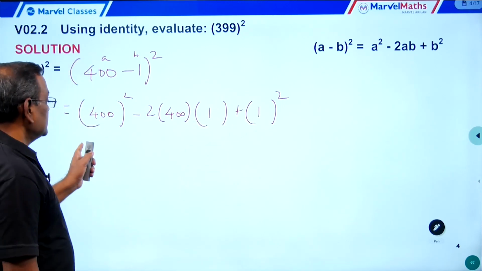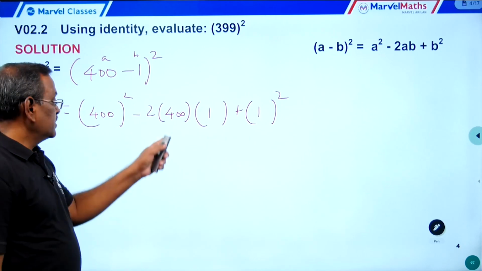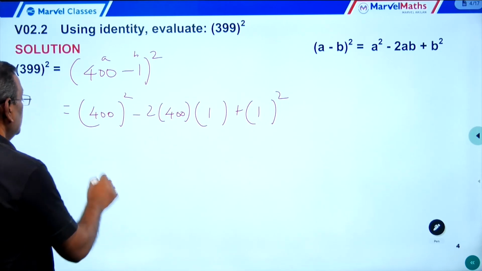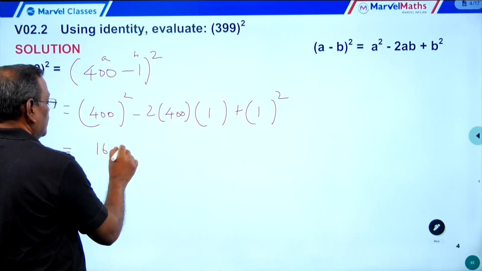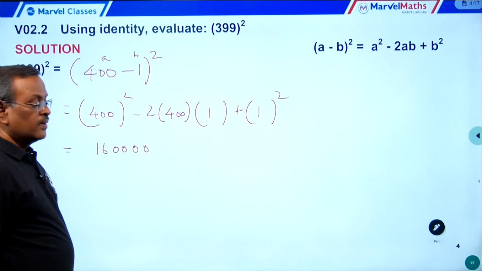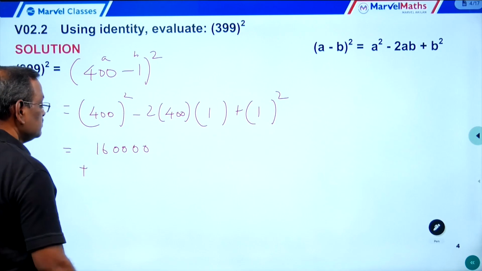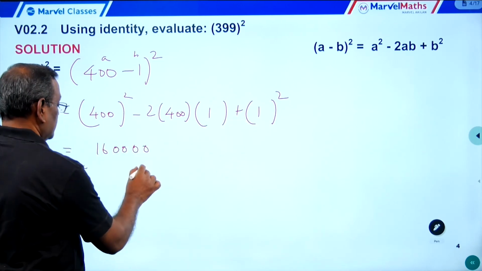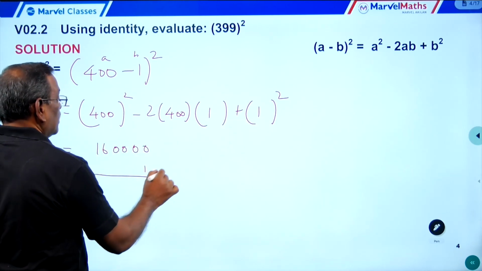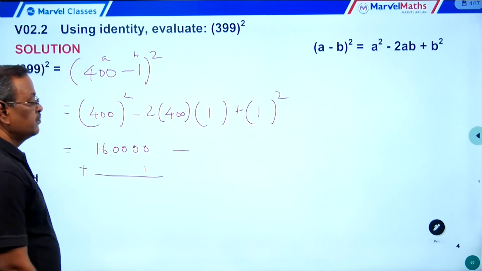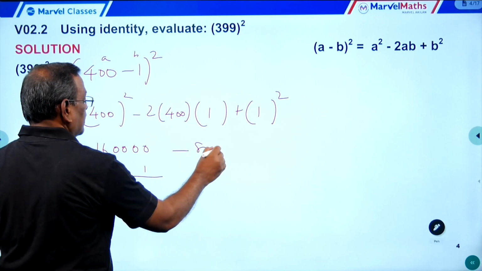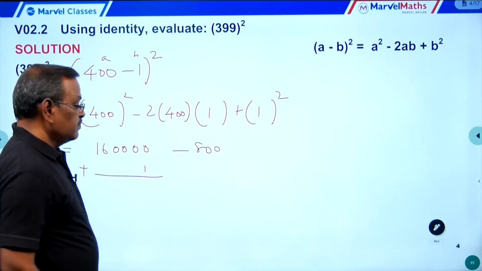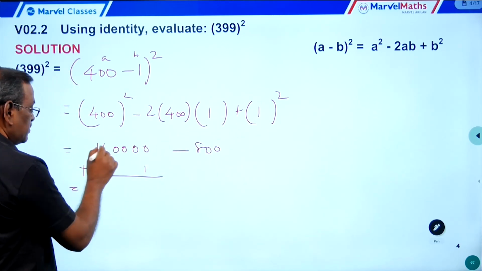Here the first and third terms are positive and the second term is negative. So 4 square is 16 and the zeros become 4 zeros, plus 1 square is 1, and minus 2 into 400, which is 800. No need to write the negative sign there, so write that number in a separate column from the positive ones.